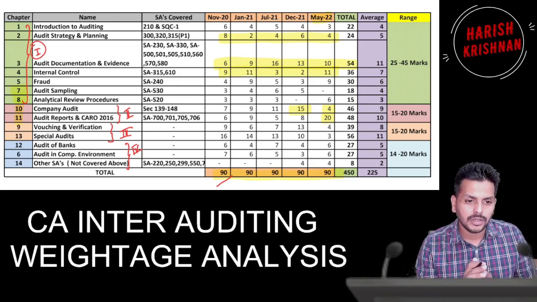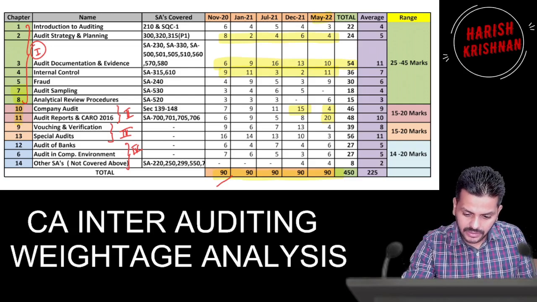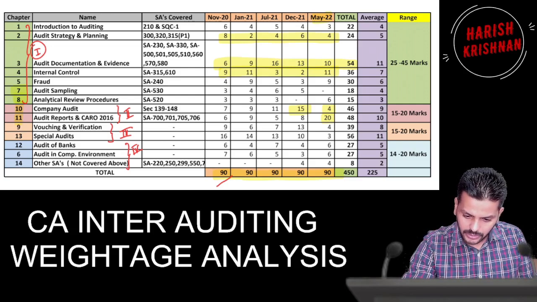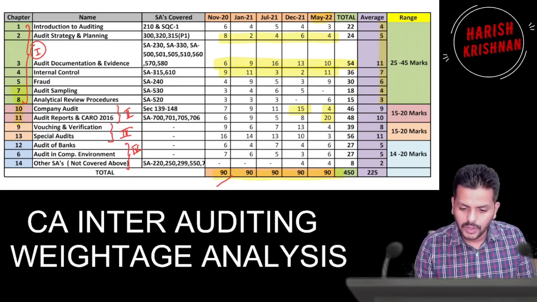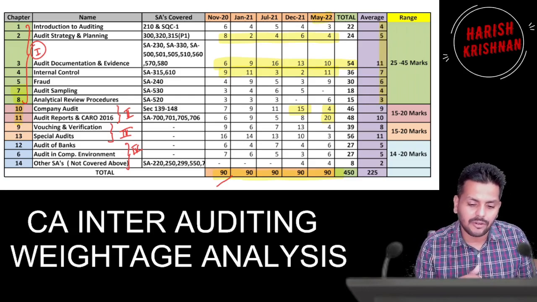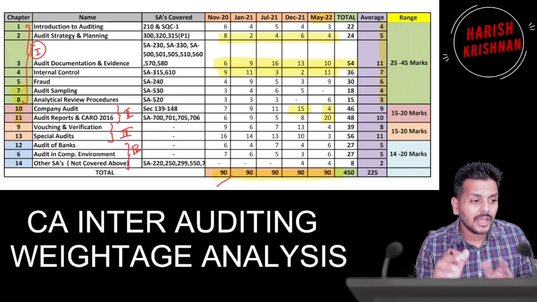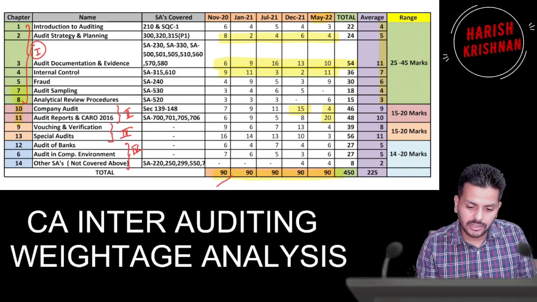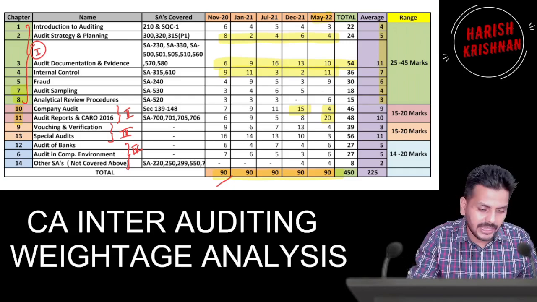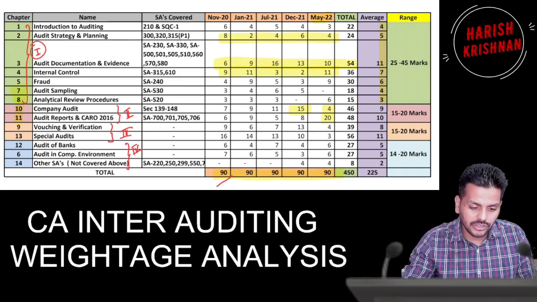So if you go by just totaling up something here, the range that you can see on an average is about 40 marks. Okay, that 40 marks might not, like I said, I gave you a range of 25 to 45, but an average of 35 to 40 is being asked every single time. So that is the first conclusion, and that is your first part.